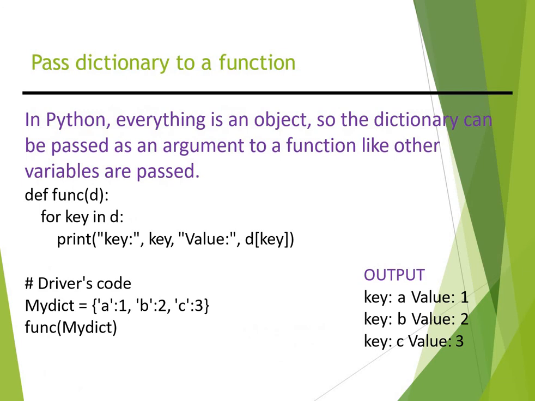Now, passing a dictionary to a function. The dictionary also can be passed as an argument to a function like other variables. The same thing only. Here I have given my_dictionary, a function passing the dictionary as an argument. For key in d, print key, value, d of key. So key A value 1, key B value 2, key C value 3. So you can pass a list, string or tuple to a function.